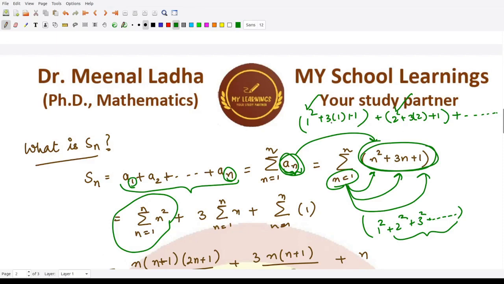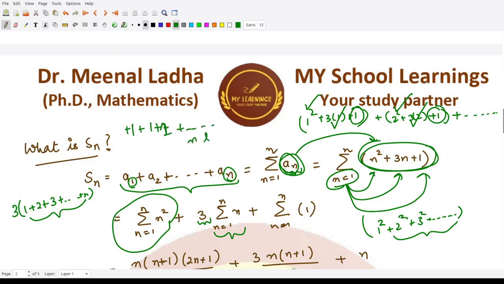The second, if you collect the second terms of each, so you would have 3 into 1 plus 2 plus 3 plus so on up to n. So you have 3 and all of them added together, so it could be written as 3 times summation n, right? And the last term of each term here is plus 1. So you have plus 1 plus 1 plus 1, right? How many times? Total n times. So in total it would be equal to summation of 1, which is nothing but n, correct?